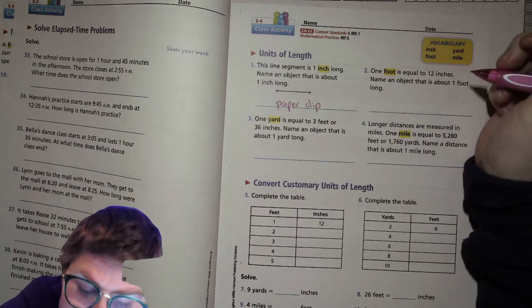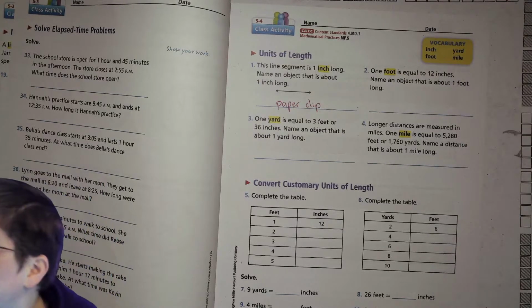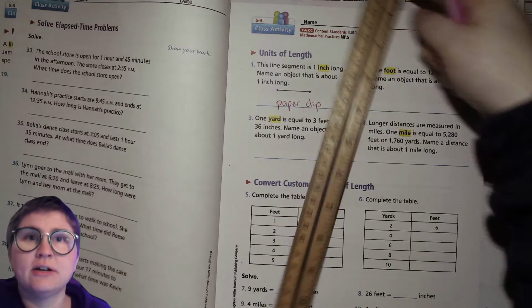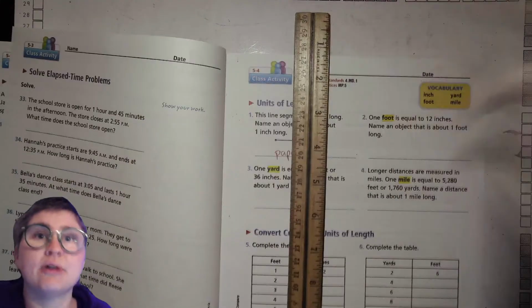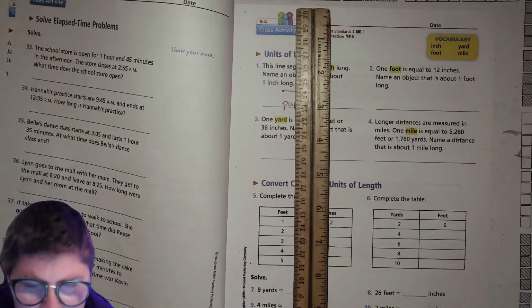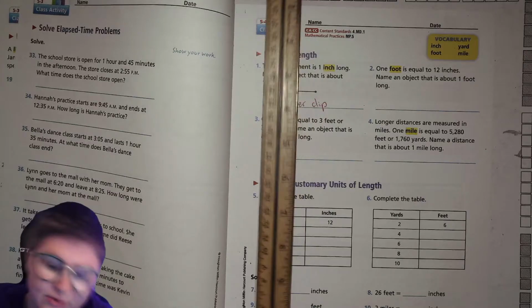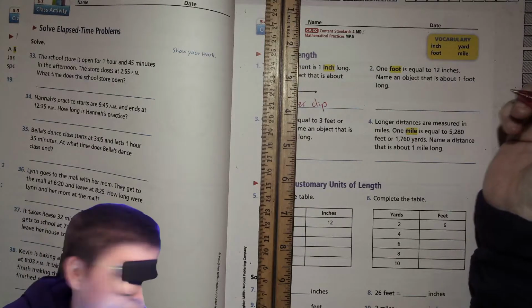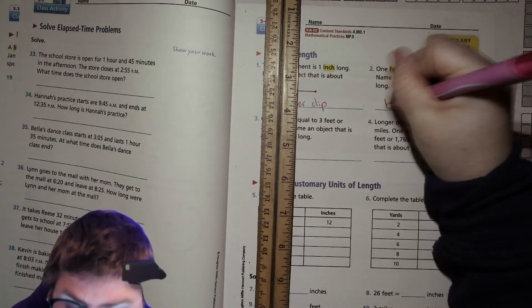1 foot is equal to 12 inches long. And here I have my ruler so you can see. So about this long. It's a little bit longer than our book itself. Our book is almost 11 inches, or about 11 inches long. So an object that's 12 inches long, I could say a big book.